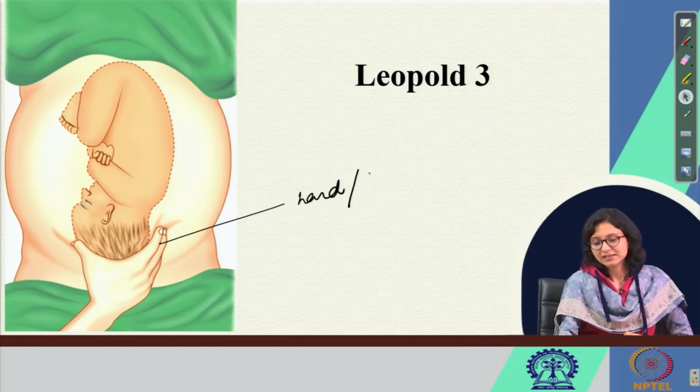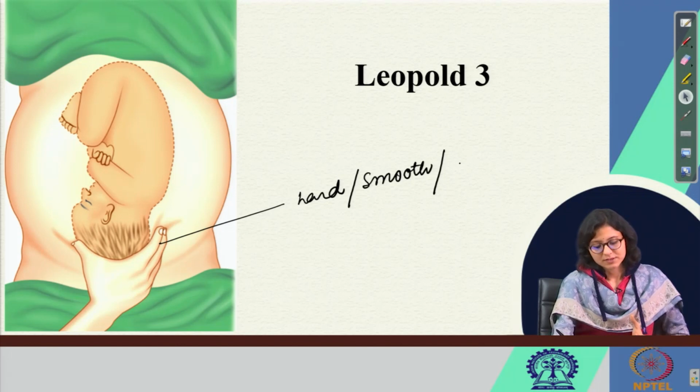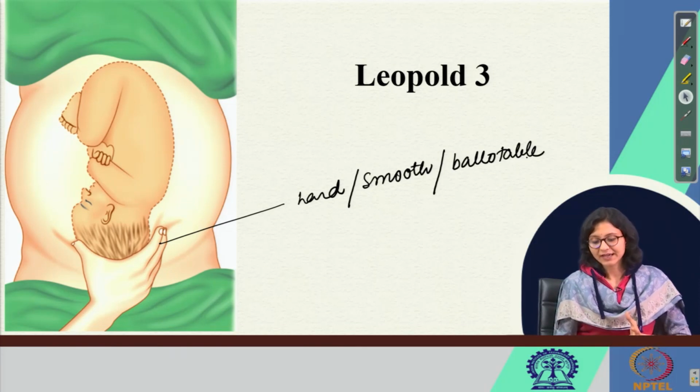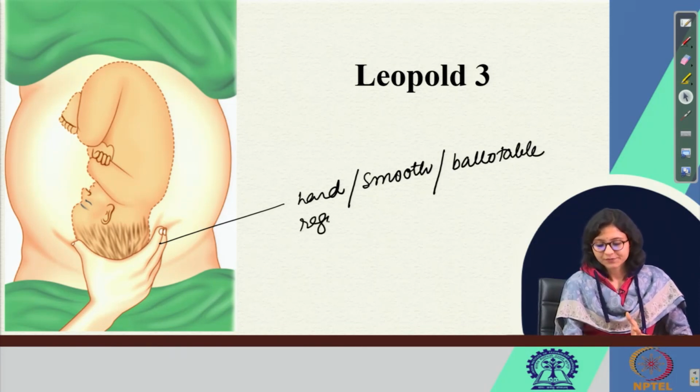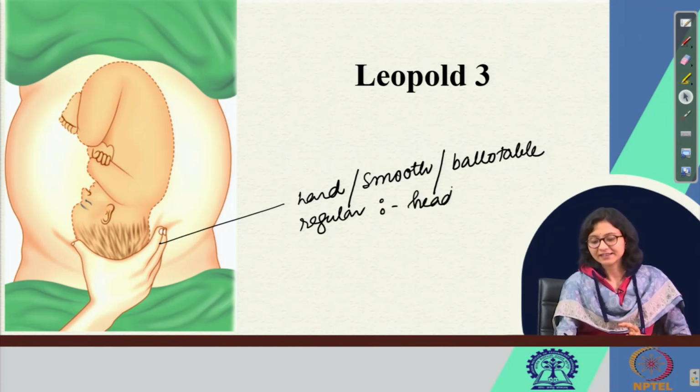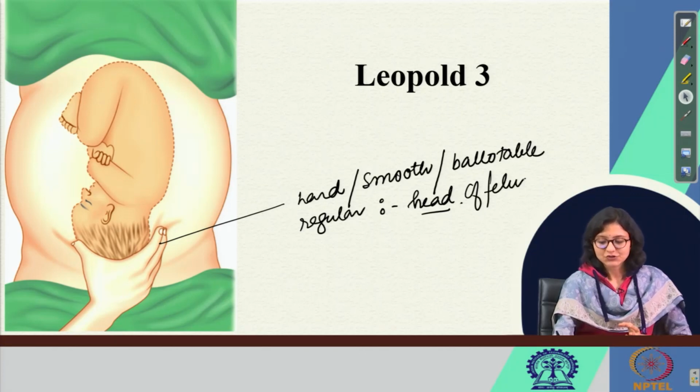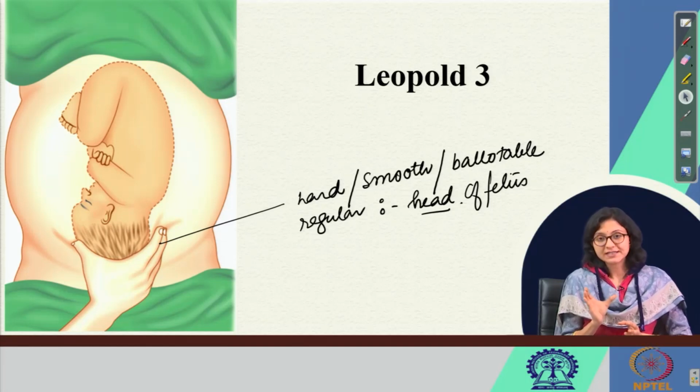If you feel a hard, smooth, regular part that is ballotable from the rest of the body, these are all signifying that it is the fetal head. So, from this you can assess what part of the fetus is in the lower pole of the uterus, that is, the presentation of the fetus. If you palpate the fetal head, then it is a cephalic presentation.